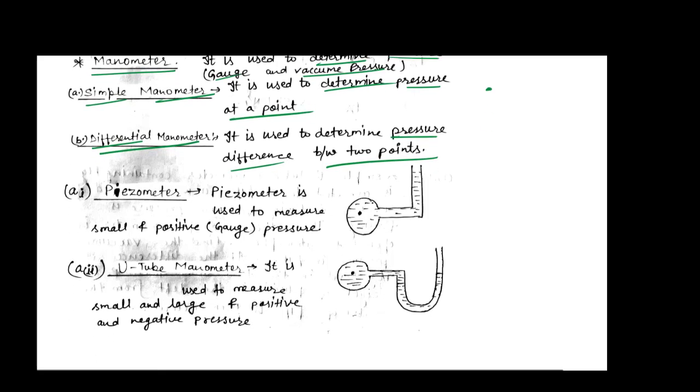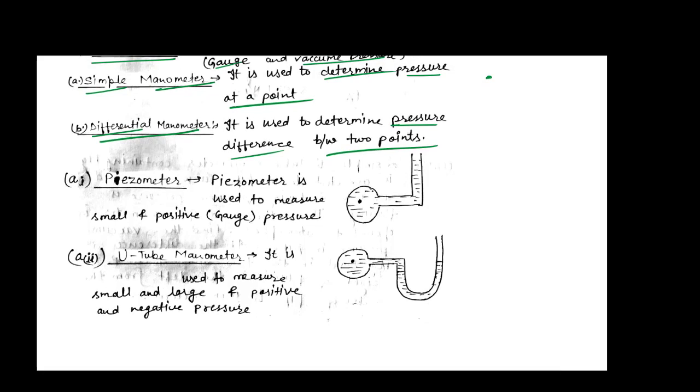Now third one is the piezometer. Piezometer is generally used to find pressure or rise of liquid. Piezometer is used to measure small and positive gauge pressure. It is generally installed in some fluid mechanics labs to find out the rise in head of water. So you can easily find the discharge or velocity using this piezometer also.